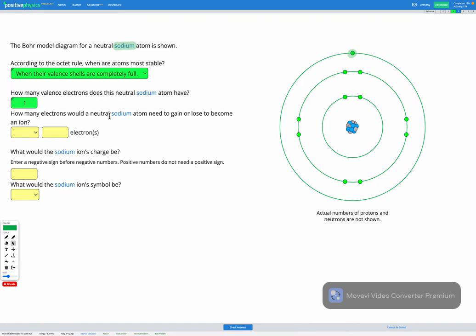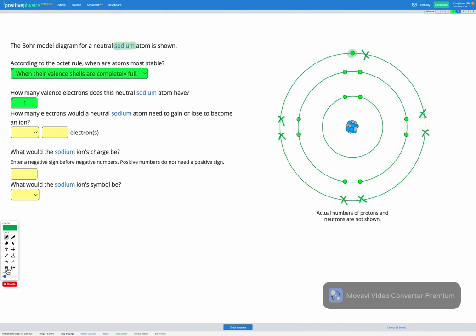Then it asks, how many electrons should this neutral sodium atom gain or lose to become an ion? Well, we know that according to the octet rule, we want the outer shell, the valence shell, to be completely full. So we already have 1 in there, so we could add 7 more electrons into our outer shell. 1, 2, 3, 4, 5, 6, 7. And then we'd have 8 in total, which we know would be full. However, that's a lot of work adding 7 electrons.